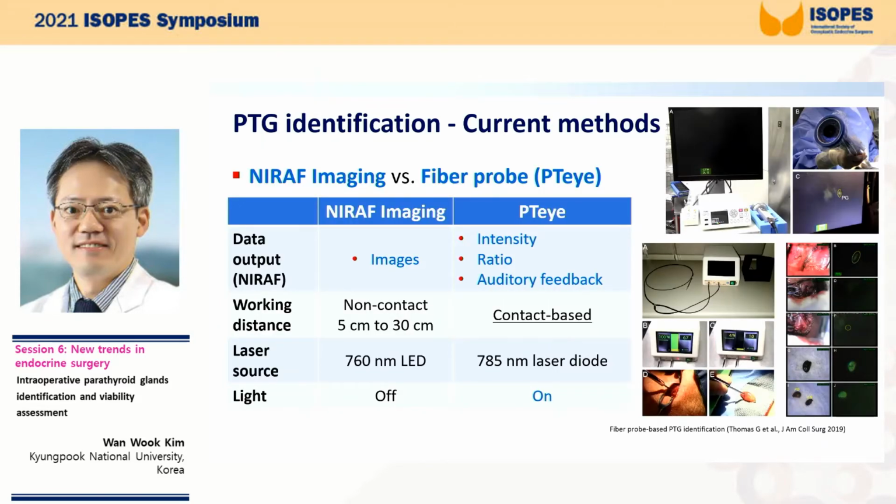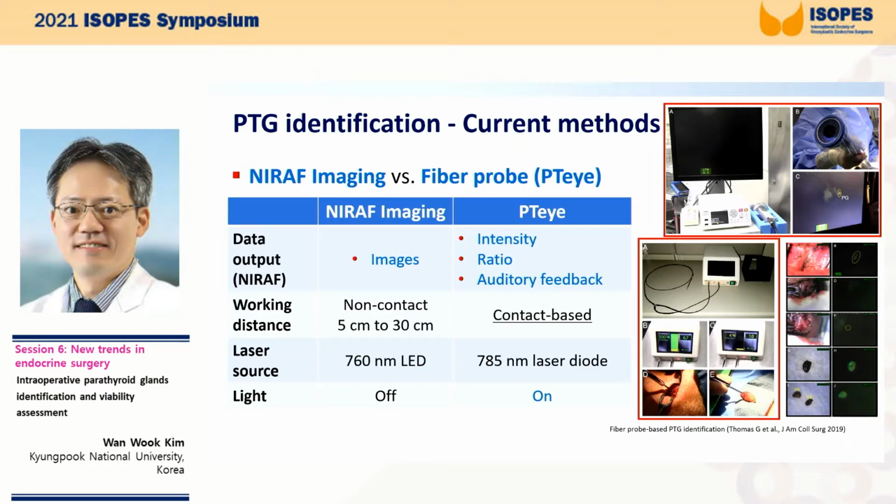A probe-based system, PTeye, was recently developed. It measures the near-infrared autofluorescence signal and provides real-time quantitative information to objectively aid parathyroid gland identification. Both devices have recently gained FDA approval. A fluorescence image is displayed on the monitor, and tissue with elevated near-infrared autofluorescence is seen as gray or pseudo-color images. In contrast, the probe system involves placing a handheld probe in contact with the tissue to capture near-infrared autofluorescence. It provides the surgeon with real-time auditory feedback.